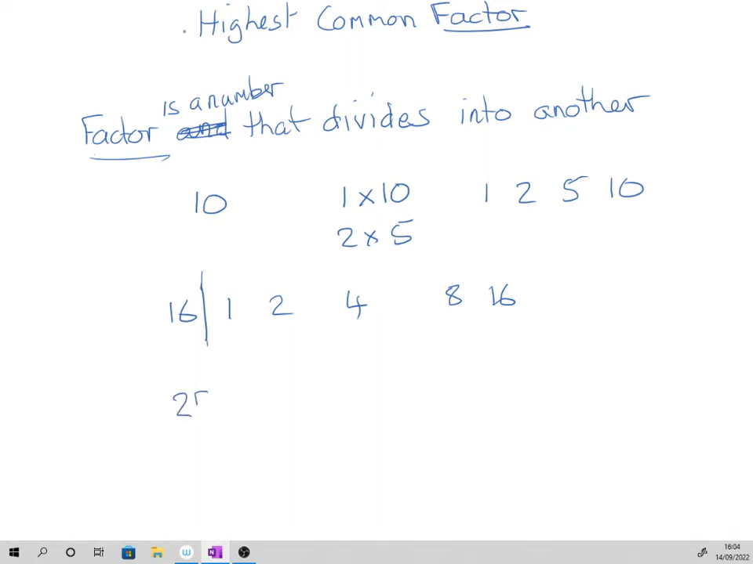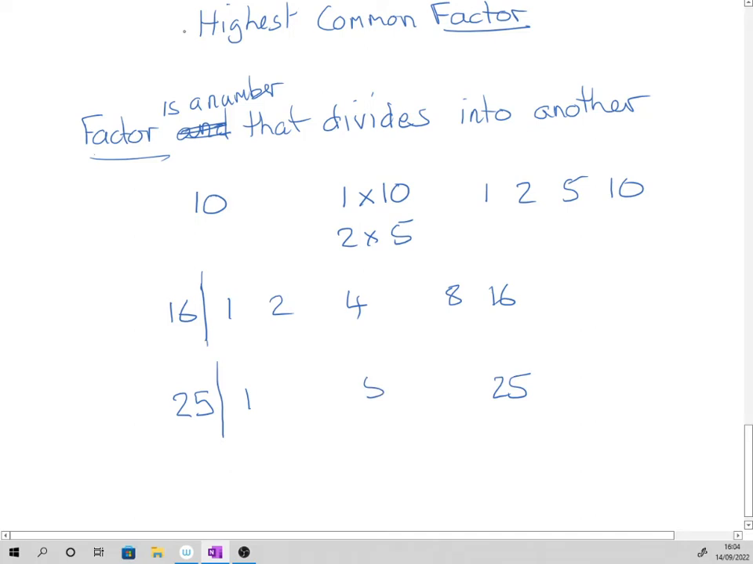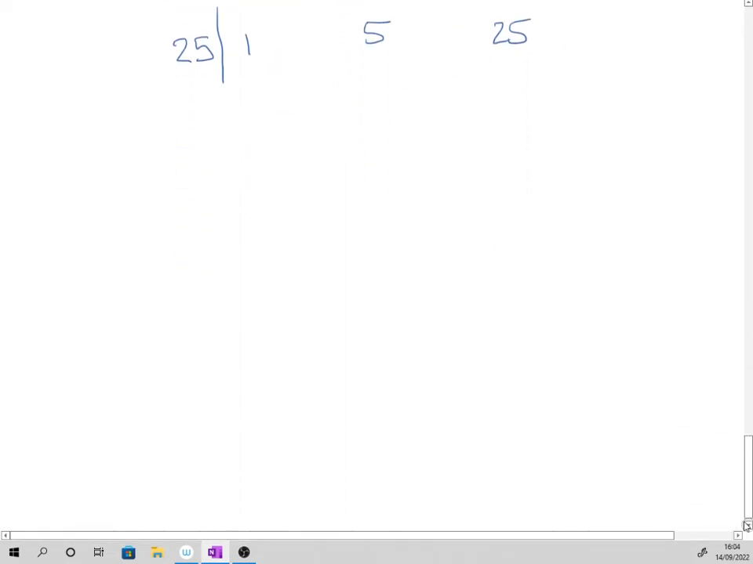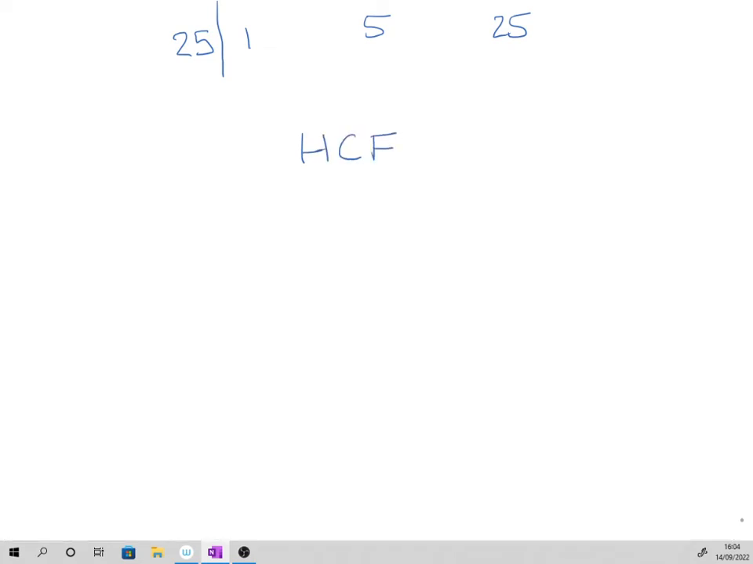Let's do 25. We're not going to get many there, are we? So it's 1 times 25 and 5 times 5. So the factors of 25 are 1, 5, and 25. Now, when we are looking for the highest common factor, which can be abbreviated to HCF, what we're looking for is a factor.